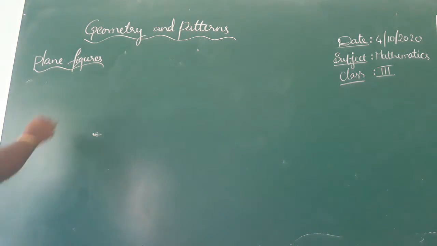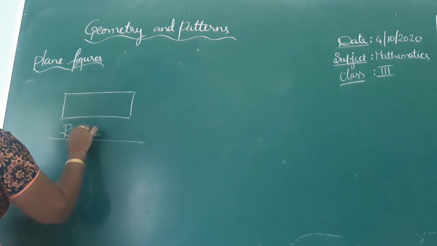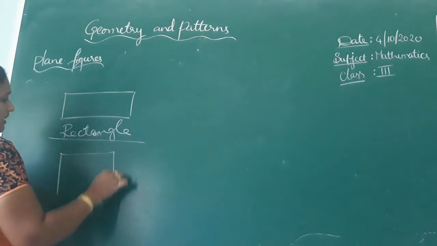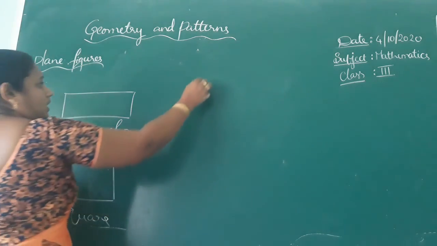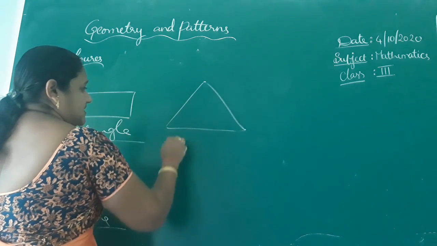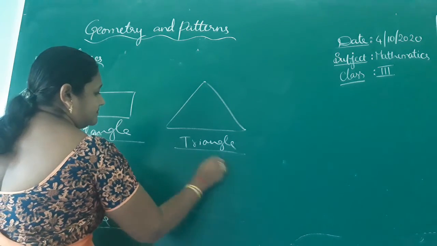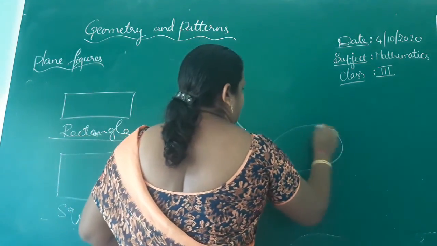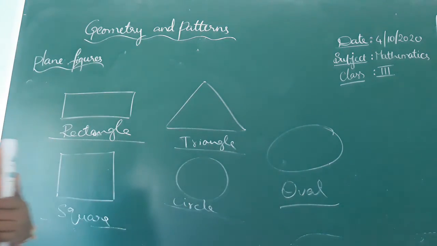For example, what is this shape? What do we call this shape, Amma? Rectangle. What do we call this shape? Square. Third one, what do we call this shape? It looks like a triangle. Next shape, circle. And the fourth shape, oval. These are the shapes we discussed in our class.